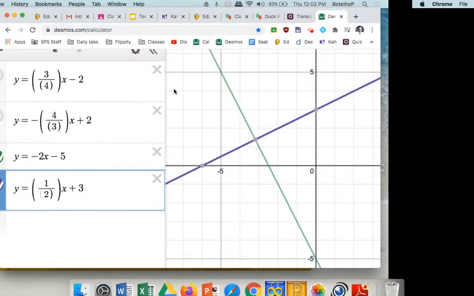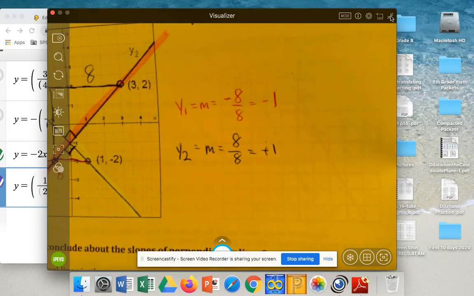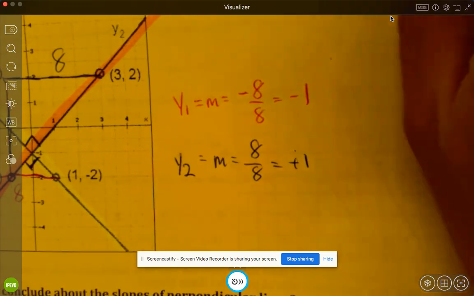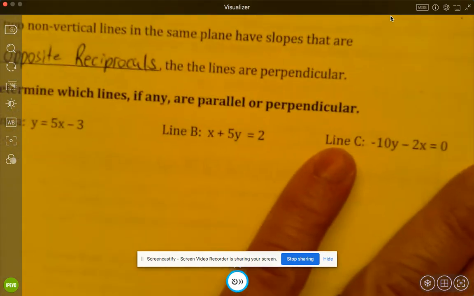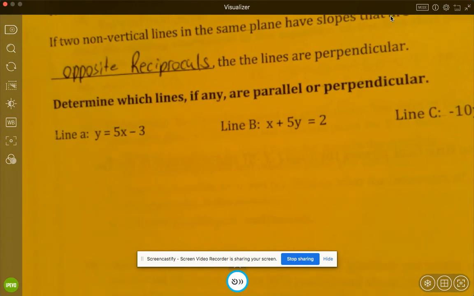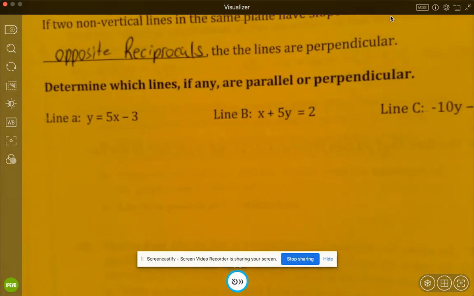So going back to the notes here, you have some examples. I'm going to have to make this into 2 videos because people are coming back from lunch very shortly. It says determine which lines, if any, are parallel or perpendicular. So we need to get the slopes for all of these. Let's see how much I can do before I get cut off.